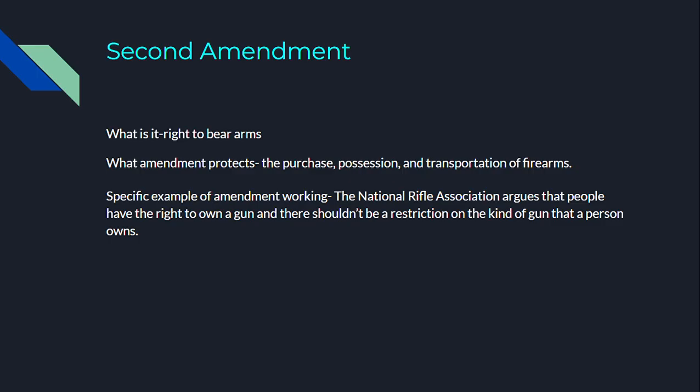Next, the Second Amendment. What is it? It's the right to bear arms. The amendment protects the purchase, possession, and transportation of firearms. A specific example of the amendment working is the National Rifle Association argues that people have the right to own a gun and there shouldn't be a restriction on the kind of gun that a person owns.